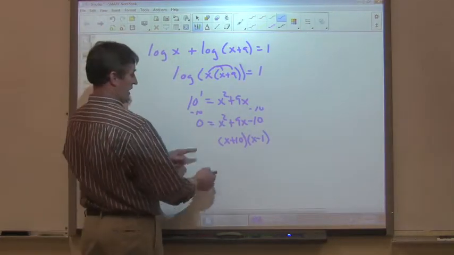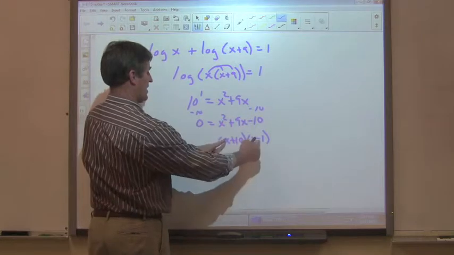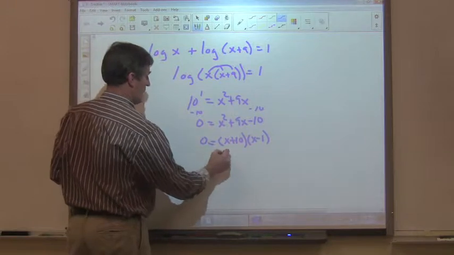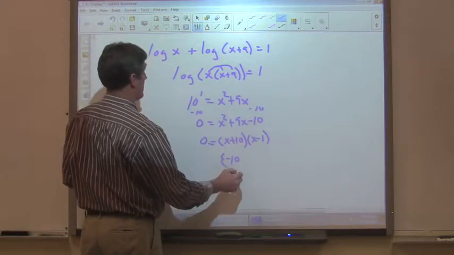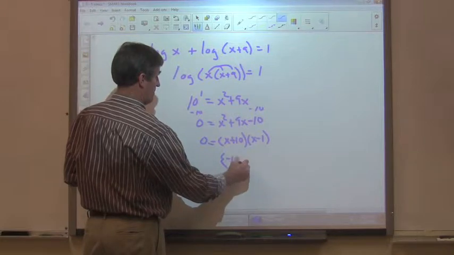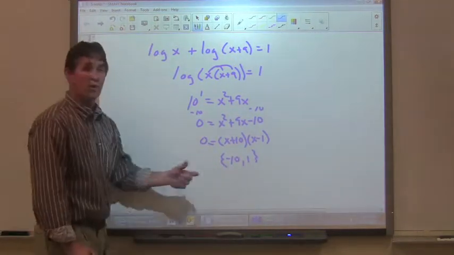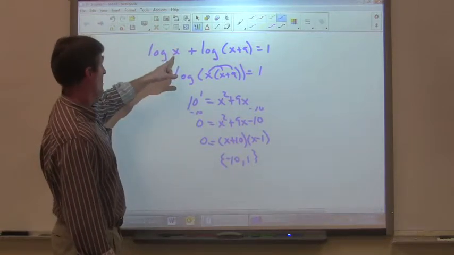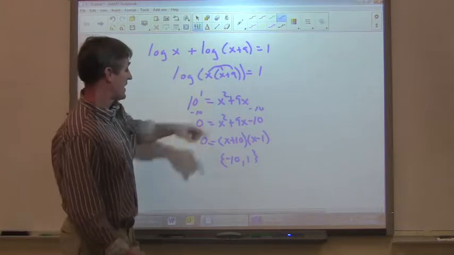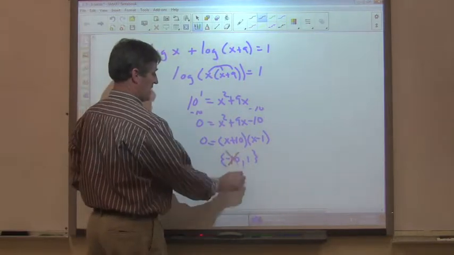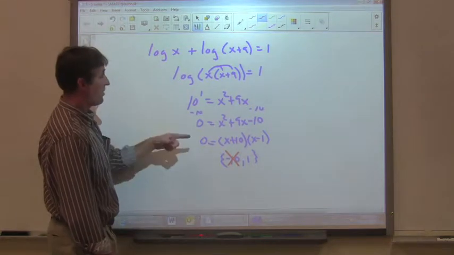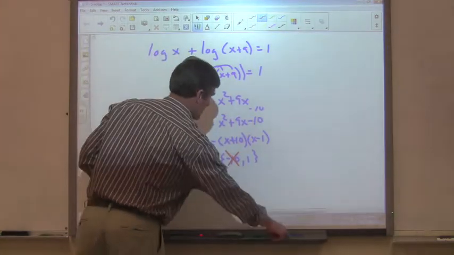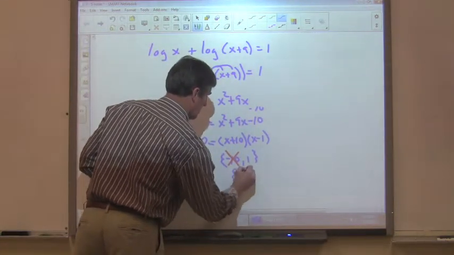And so our answers, again, you should check this. x squared, yes. Negative 10, yes. 10x and negative x gives me a positive 9x, so I know I'm right. So my answers are negative 10 and positive 1. Now here's where you want to check your answers, because remember, we can't take the logarithm of a negative number. And if I put negative 10 in either one of these, I get a negative. And so this would be an extraneous solution. Remember, one that works in the problem but doesn't work when you go back to the original. And so our answer in this case would just be 1.